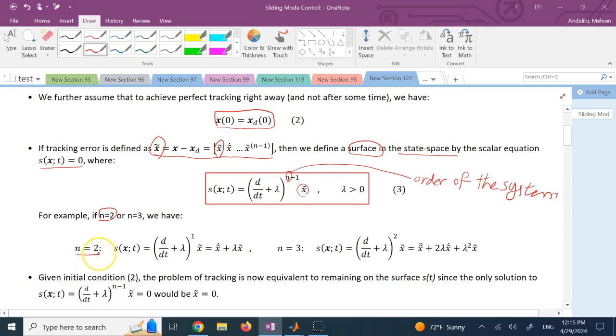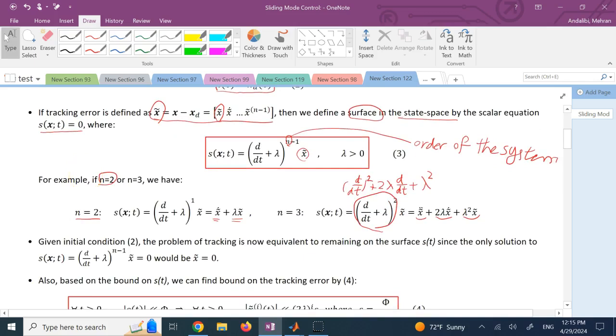So for instance, if n is 2, a second order system, then s is going to be d over dt plus lambda to the 1 times x tilde. If you multiply, you get d over dt of x tilde, which is x tilde dot, plus lambda times x tilde. Or if the system is third order, then you get d over dt plus lambda squared, and clearly this is going to be d over dt squared plus 2 times lambda times d over dt plus lambda squared. If you multiply it by x tilde, then you get x tilde double dot plus 2 lambda x tilde dot plus lambda squared x tilde. Correct? Good. So why we call it a surface, I'll show you.